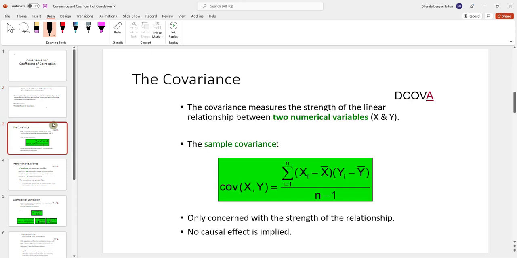The covariance measures the strength of the linear relationship between two numerical variables. And this is the calculation for covariance if you choose to do it by hand. This is for sample covariance. So basically what you do is you take the mean of your x values and the mean of your y values and subtract them from their corresponding x and y values. You add them all up and then you divide by n minus 1. So the covariance is only concerned with the strength of the relationship, and no causal effect is implied.